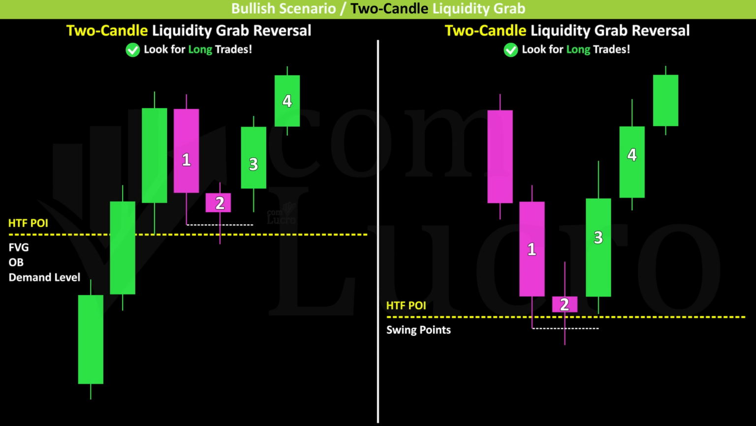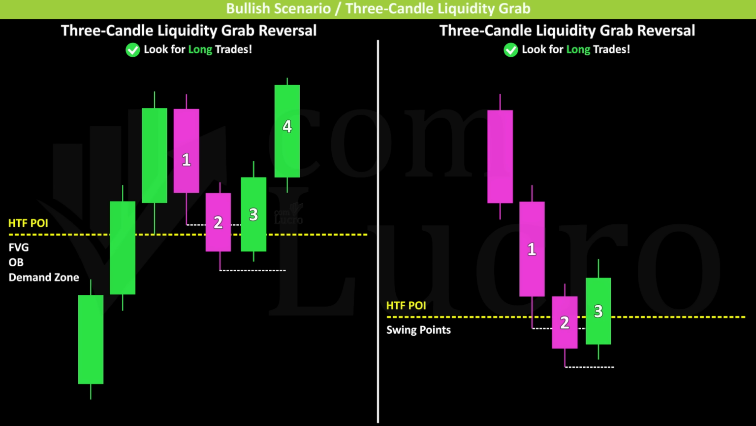However, if the market fails to provide that immediate confirmation, we can continue monitoring price action for a potential three-candle liquidity grab reversal. If candle 3 closes above the top of candle 2's body and confirms the rejection of lower prices, this can provide the bullish confirmation needed for a potential reversal, or at least a meaningful retracement from that higher time frame liquidity level.